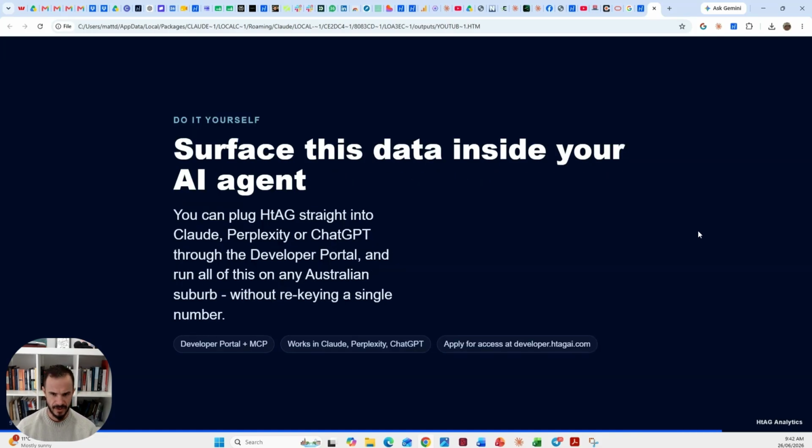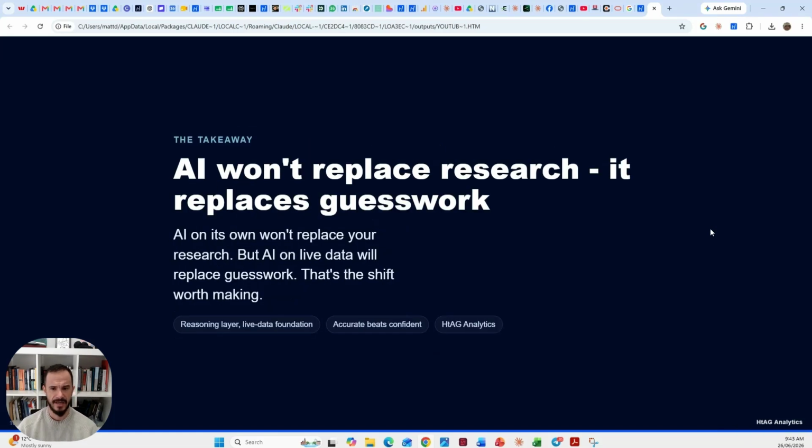So surface this data inside your AI agent. As I mentioned before, you can plug HtAG data into Claude, Perplexity, ChatGPT. You can even plug it into Codex as well. So we have built a platform that can communicate with all of your AI agents, and it becomes very powerful if you add this additional layer of skills on top. And as I said before, anyone who subscribed to HtAG actually has access to skills.